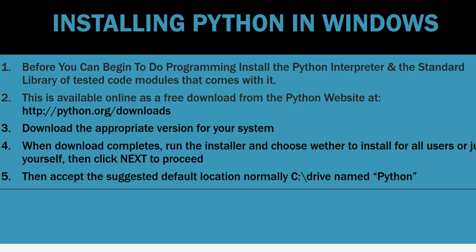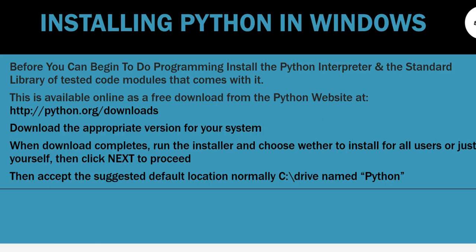You have to go to this website called python.org downloads, as you can see in the slide. I'm going to be walking with you through the installing. Although I already have version 3.17 installed on my machine, I want to show it to you. We're going to learn how to download the appropriate version for your system, and when the download completes, we will run the installer together and we'll choose whether to install it for all users or just yourself. Then we'll accept the suggested default location, which normally will be a folder named Python under your C drive.